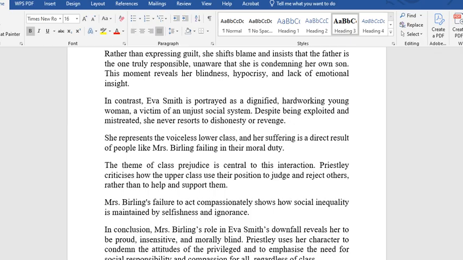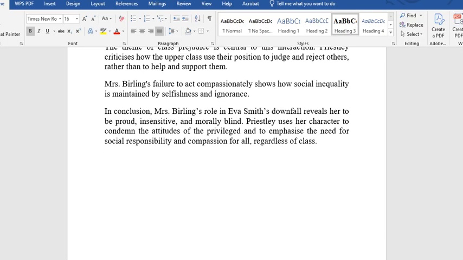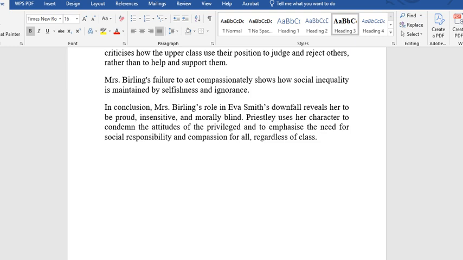She represents the voiceless lower class, and her suffering is a direct result of people like Mrs. Birling failing in their moral duty. The theme of class prejudice is central to this interaction. Priestley criticizes how the upper class use their position to judge and reject others rather than to help and support them. The Birlings' failure to act compassionately shows how social inequality is maintained by selfishness and ignorance. In conclusion, Mrs. Birling's role in Eva Smith's downfall reveals her to be proud, insensitive, and morally blind. Priestley uses her character to condemn the attitudes of the privileged and to emphasize the need for social responsibility and compassion for all, regardless of class.